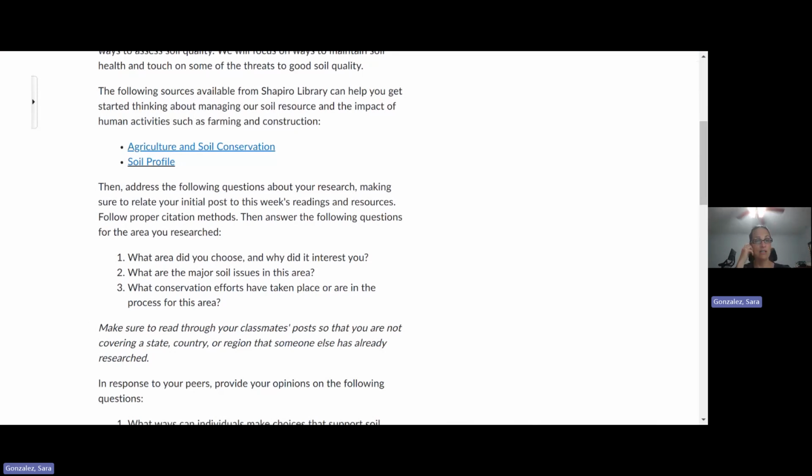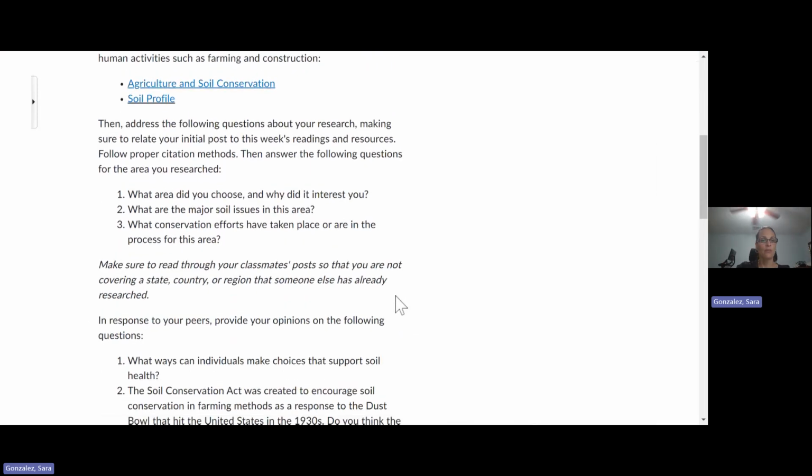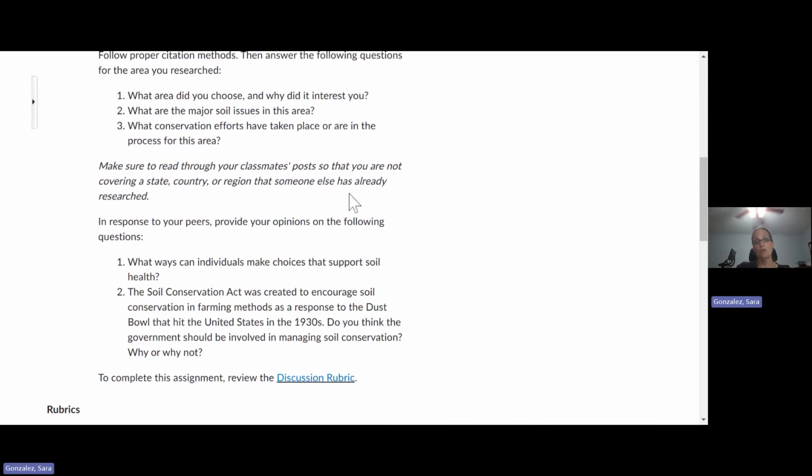What area did you choose and why did it interest you? What are the major soil issues in this area? And what conservation efforts have taken place or are in the process for this area here? So again, that goes back to these references that you have reviewed here. Make sure you read through your classmates' posts so that you're not covering a state, county, or country or region that someone else has done already.